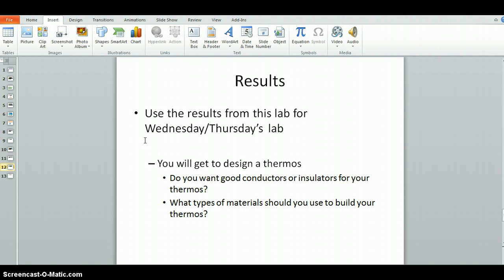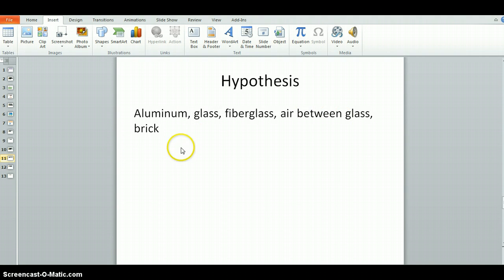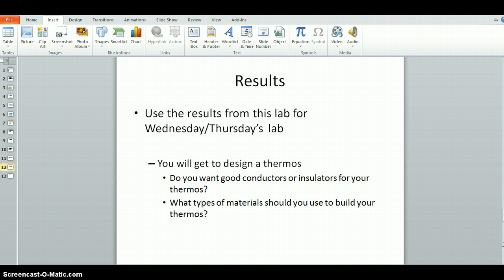Okay, so hopefully you paused and are done writing your hypothesis. You'll use the results from the lab today for the lab that you're doing on Wednesday and Thursday. So you actually don't need to submit anything for today's lab. You just need to complete it. You need to determine which of these materials is a good insulator and which is a good conductor. And then you're going to design your own thermos tomorrow.